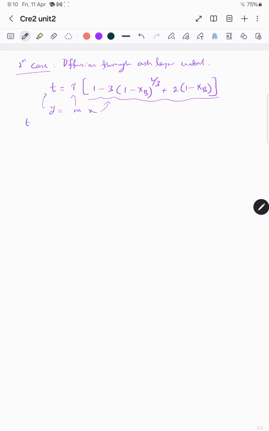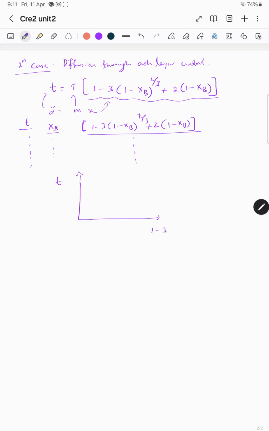Now we have all the data; t versus xb data is given in the question. So you calculate this value, that is 1 minus 3 into (1 minus xb) to the power of 2/3 plus 2 into (1 minus xb), and you will get data points like this. Now you plot a graph. The y-axis is t, and the x-axis is this expression. If you plot it, you will get a graph something like this.